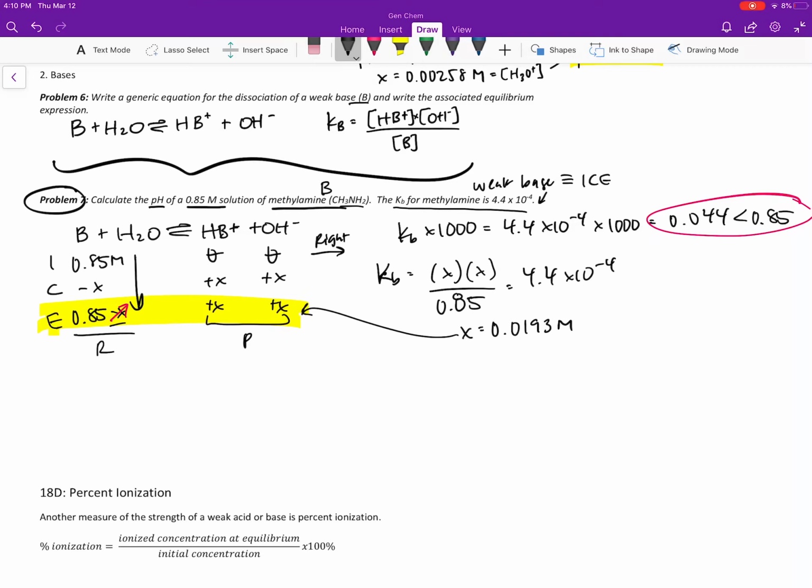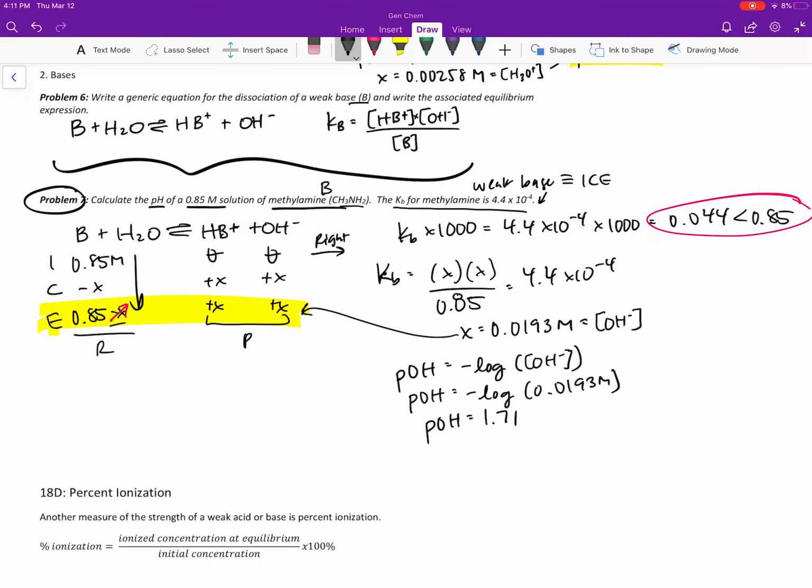Okay. And the problem tells me to solve for the pH, which I have the hydroxide concentration because I know what x is equal to. And so if I plug that into a formula we learned in lesson 17, which is that the negative log of the hydroxide concentration will give me pOH, that gets me a little bit closer to answering the problem. And that's that the pOH is equal to 1.71.